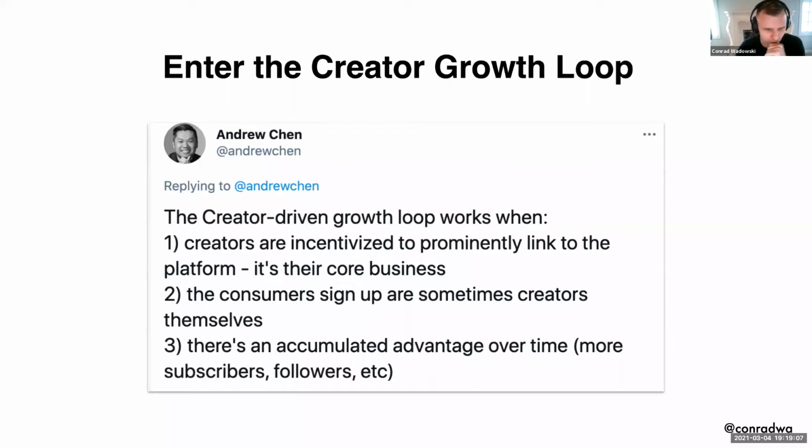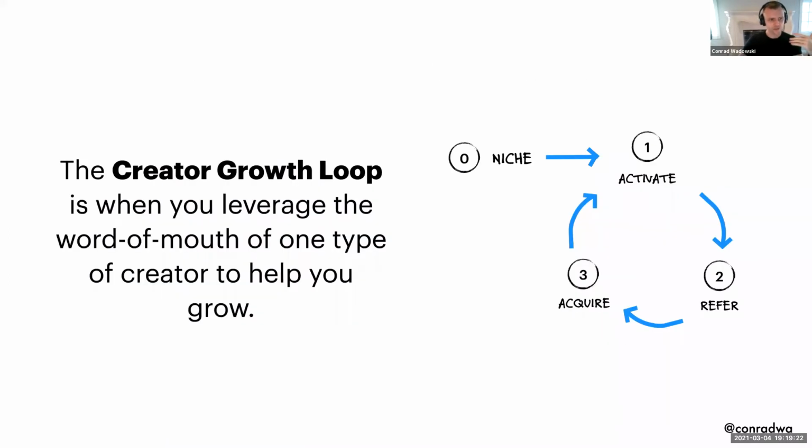But the creator-driven growth loop works like this. Creators are incentivized to prominently link to the platform, it's their core business. The consumers sign up and sometimes are creators themselves, and there's an accumulated advantage over time in terms of subscribers and followers. So this is kind of the way that I look at it. The creator growth loop is when you leverage the word of mouth of one type of creator to help you grow. We'll go into that in a second, but basically there's 4 steps to it. There's the niche, there's activation, referral, and acquisition.